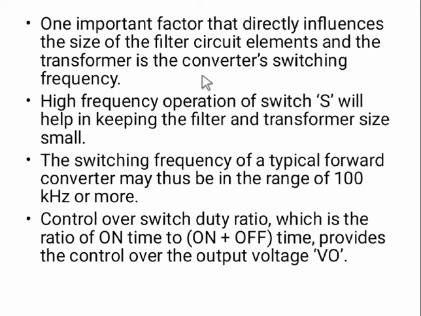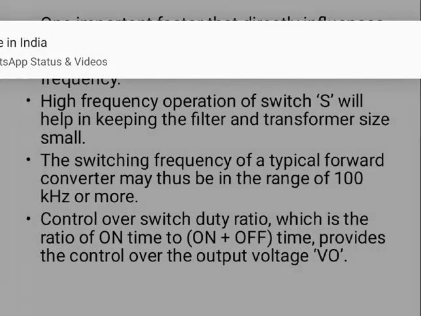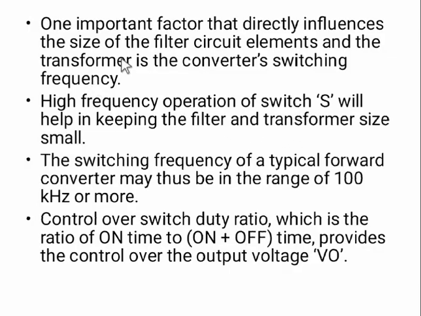That means if the switching frequency of the switch is very high, the size of the filter will be less. If we decrease the switching frequency, the size of the LC filter becomes higher. That means high frequency operation switches help in keeping the filter and transformer size small. The switching frequency of a typical forward converter may lie in the range of 100 kHz or more, which is very high frequency.